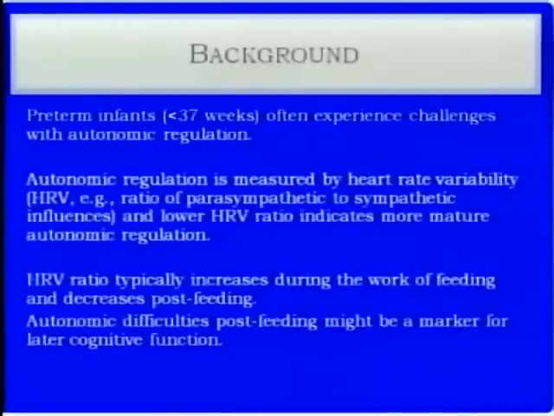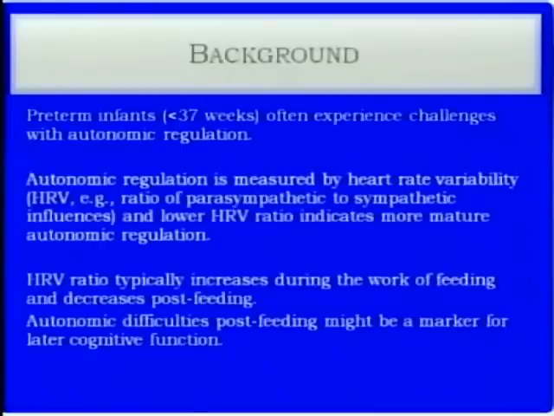So just by a little bit of background, if you're not familiar with this, preterm infants, or those born less than 37 weeks, often experience challenges with their autonomic regulation. A measure of that is heart rate variability. It's become an important metric for autonomic regulation. And essentially, it examines beat-to-beat variability in heart rate.